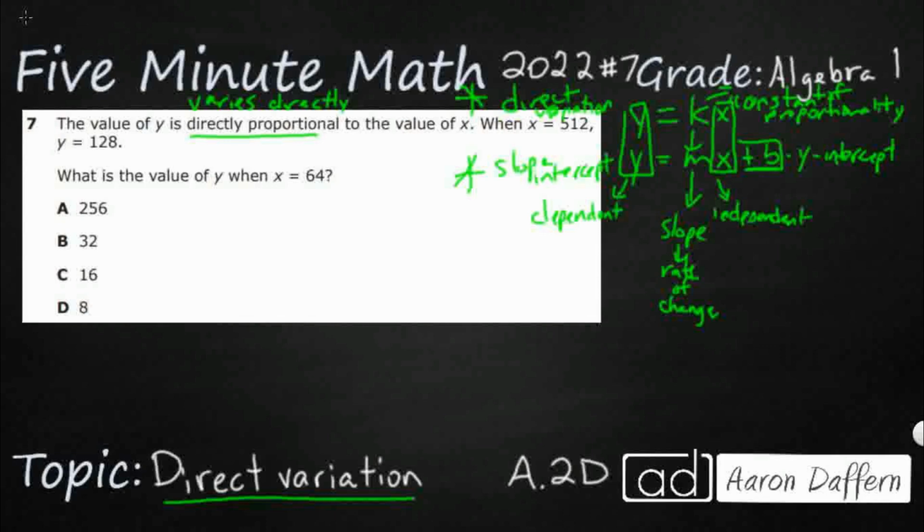So when we're looking at direct variation, we have an x and we have a y. So we've got two of the three. We just don't have the k. So how do you find k? Well, y equals kx. Just divide both sides by x and you've isolated the k, right? So my x is 512. My y is 128. Okay, so that is going to be less than 1.